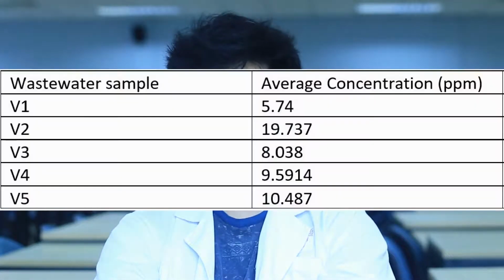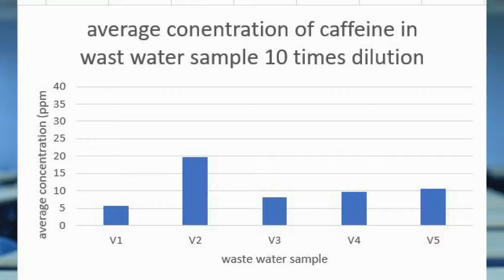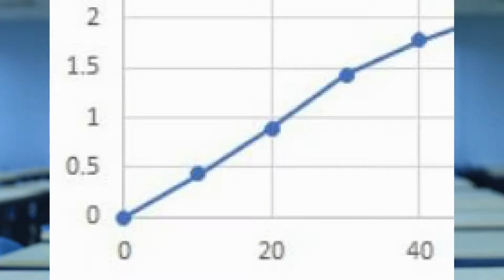Moving on, we tried diluting the samples by 10 times and here are our results. Pause the video here. Now we can see that the values of average concentration do indeed lie in the range of 0 ppm and 40 ppm. Thus, we have better results.